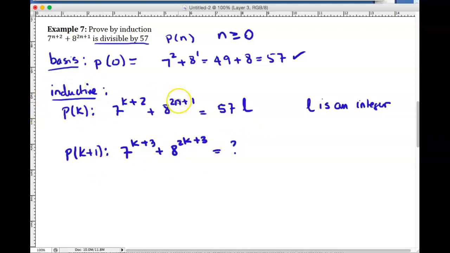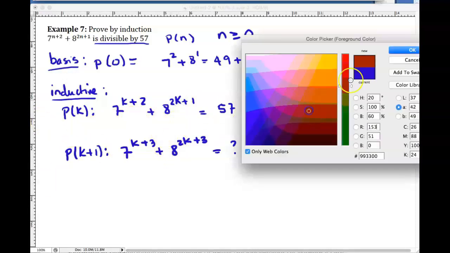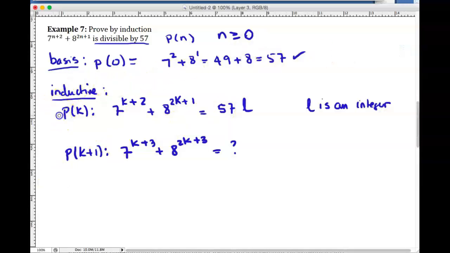Okay, let me just fix something. That should have been a k there. I'm mixing my n's and my k's. All right, so this is going to be a little bit of substitution. So Pk is true, which means that I'm assuming this equality holds. So I'm going to solve for 7^(k+2). Right, so 7^(k+2) is 57L minus 8^(2k+1). All right, and this will get plugged into here.